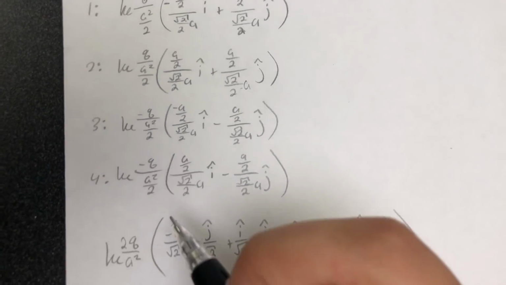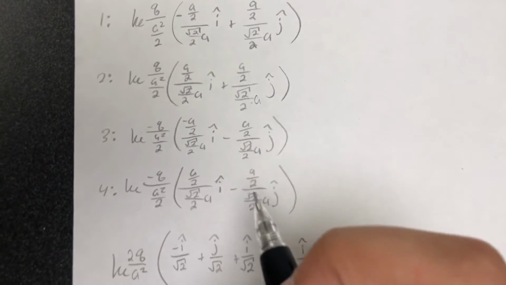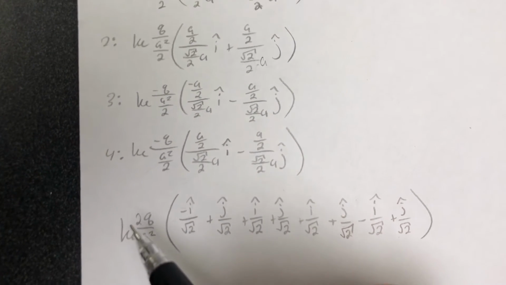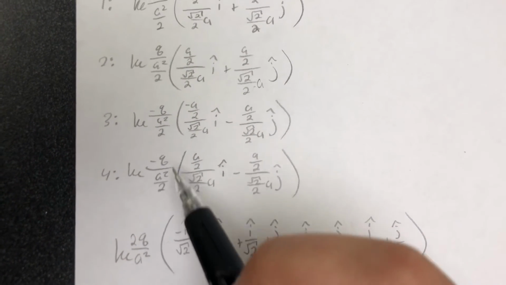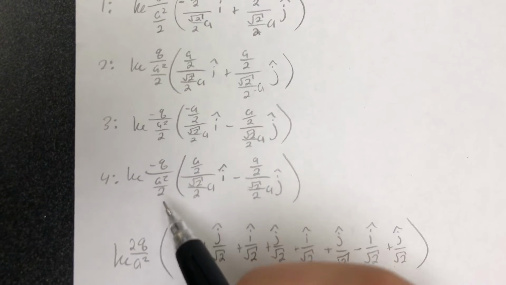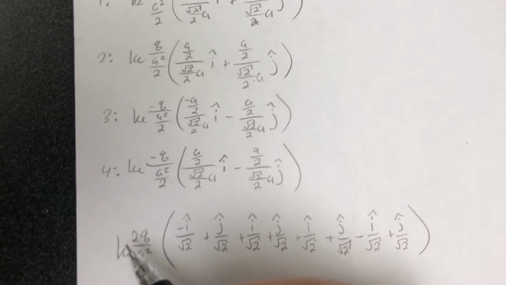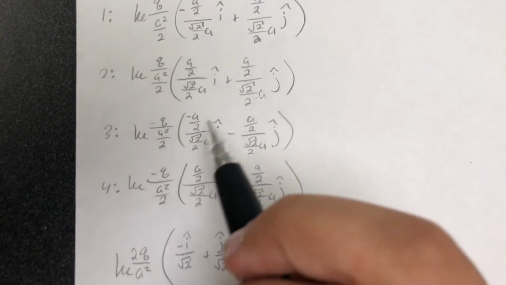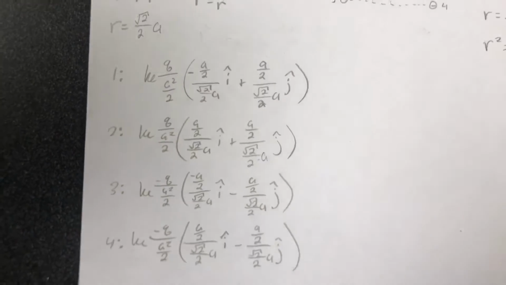So it all ends up being just 1 over root 2 times whatever it is. Then I distributed, since I was factoring out just the positive KE, and I also multiplied top and bottom by 2 on this one to get rid of that fraction in the denominator. Since I was factoring out that KE 2Q over A squared, this negative now has to go in with this.